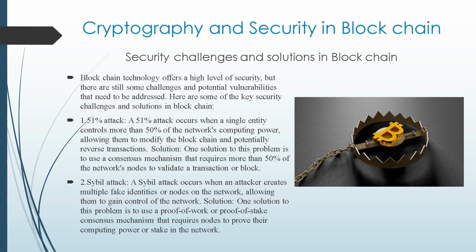Solution. One solution to this problem is to use a consensus mechanism that requires more than 50% of the network's nodes to validate a transaction or block. 2. Sybil attack. A Sybil attack occurs when an attacker creates multiple fake identities or nodes on the network, allowing them to gain control of the network. Solution. One solution to this problem is to use a proof of work or proof of stake consensus mechanism that requires nodes to prove their computing power or stake in the network.